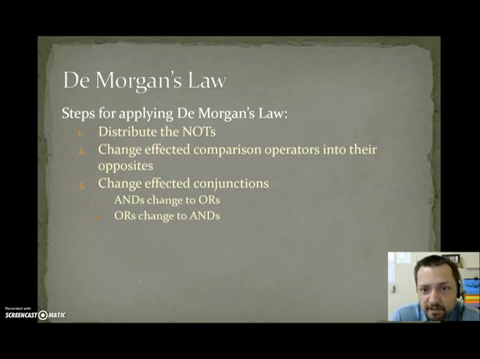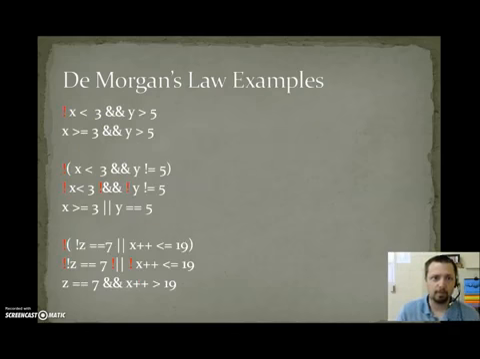Change the affected comparison operators into their opposites. Change the affected conjunctions, ands change to ors, ors change to ands. Technically it's wrong. There's no such thing as not and. But for De Morgan's law, we just put the not there to remind us to flip the sign. You'll see in the next example.